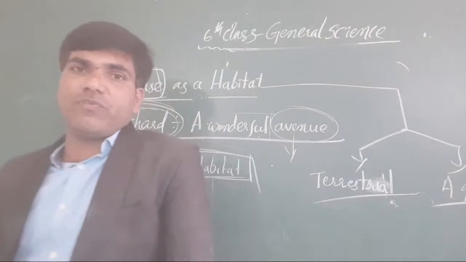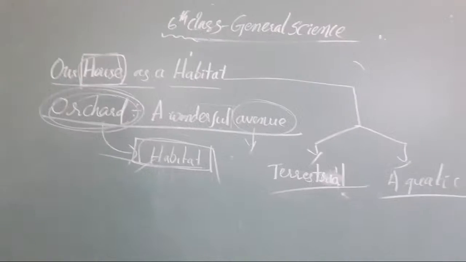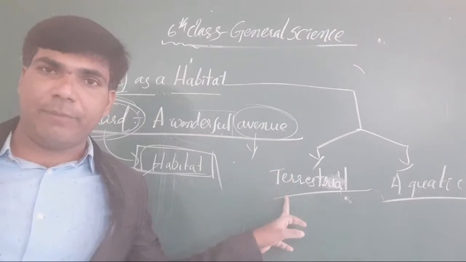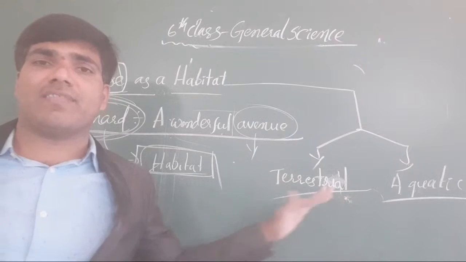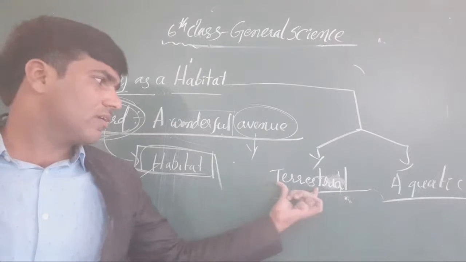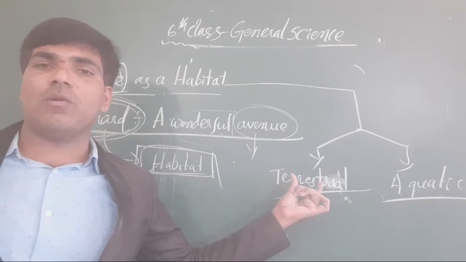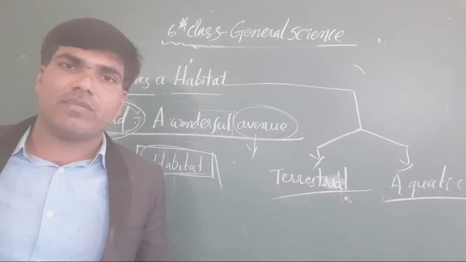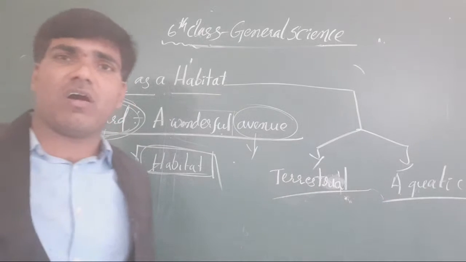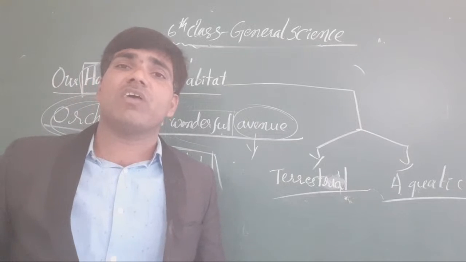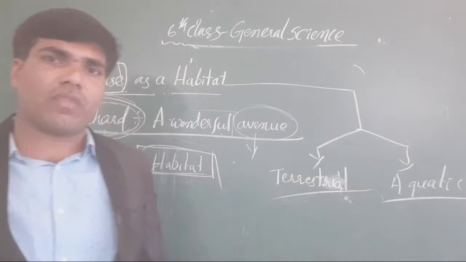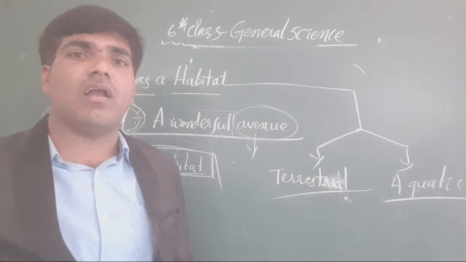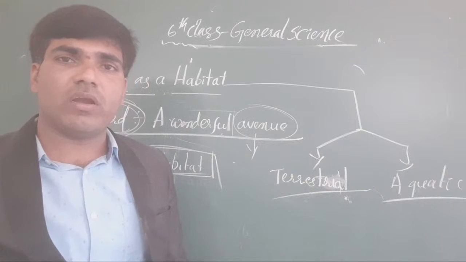Clear? What is the difference between these two things? The habitat which is above the earth, on the earth, that is called terrestrial habitat. Another one is aquatic. Which are called aquatic habitat? Which take water as the habitat. Yes, water. It is called aquatic. Okay, clear or not, all the students?